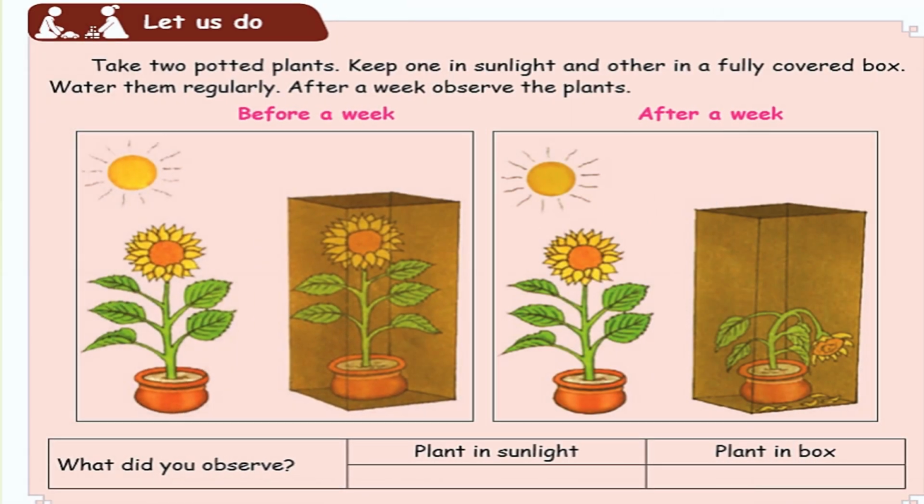Let us do. Take two potted plants, keep one in sunlight and the other in a fully covered box. Water them regularly. After a week, observe the plants. What did you observe? Before a week, plant in sunlight. After a week, plant in box.